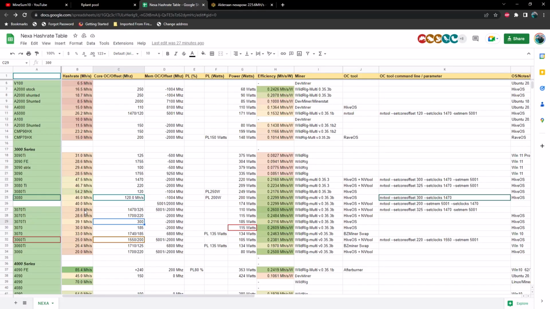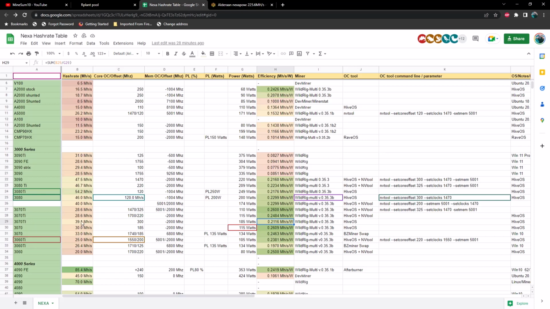We've got a few different 3070 Ti's. One of these I put in here, which would be the 39.1 mega hash with a core offset of 300, memory at negative 2000 at 185 watts, and as you can see, efficiency at 0.2116. Also, we've got some better overclocks as far as efficiency is concerned here, but the big question is, is it worth the trade-off to gain a little bit of efficiency and lose the mega hash?